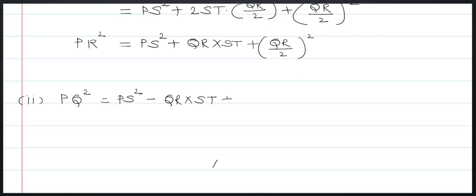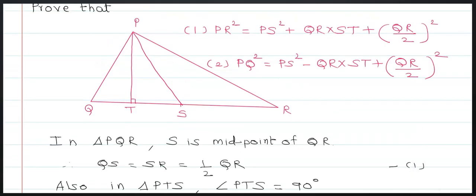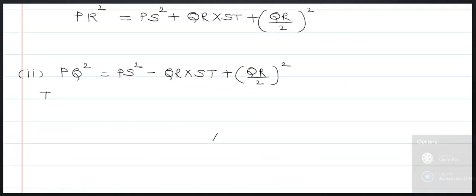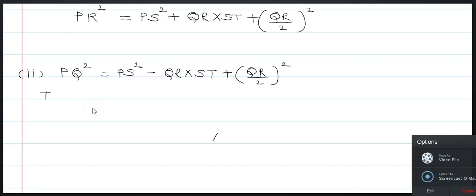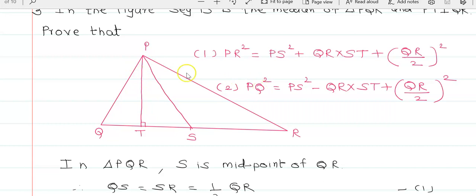Now for the second result, that is PQ square. See this here. PQ square is equal to PS square plus QS square. If you see this figure, now see this again here. We want to prove that PQ square is equal to again PS square plus QS square. Yes, we know that QS is nothing but QR upon 2. This is the first part. Now as the angle is acute, minus 2 times QR into ST.